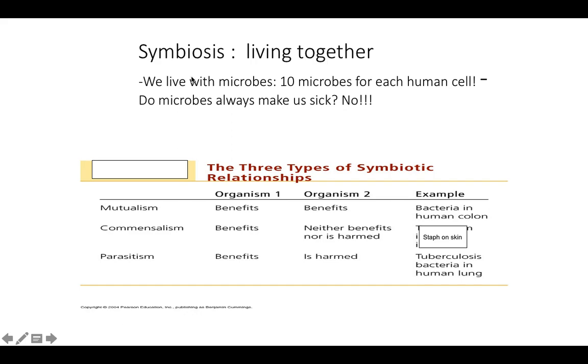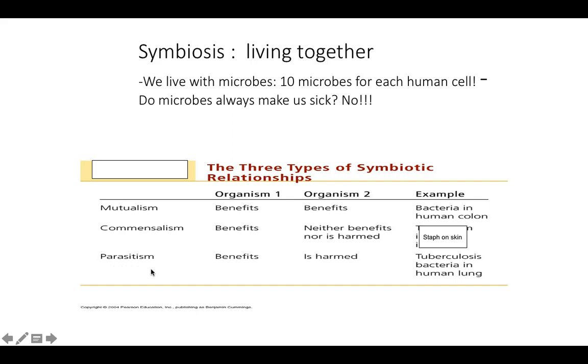Remembering that symbiosis is different organisms living together, right? And we said there's three different types of symbiosis. Win-win is mutualism. Win-neutral, one partner wins, the other is neither harmed nor benefits. That's commensalism. And then parasitism, this is when one partner wins and the other partner is harmed. So when we talk about infectious disease agents, pathogens, we're really talking about parasitism.